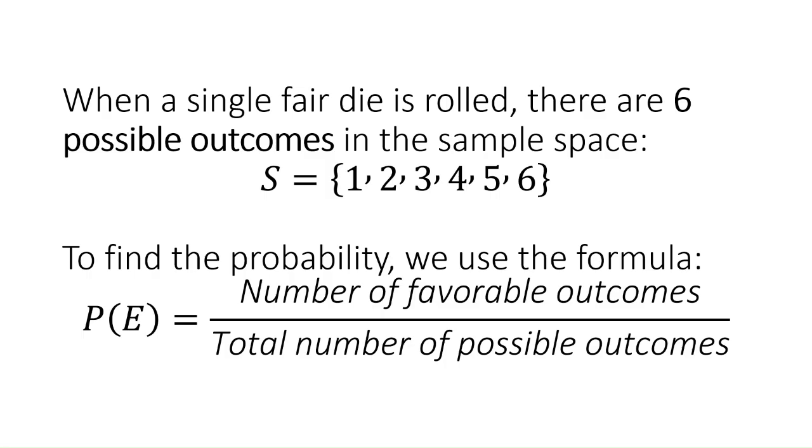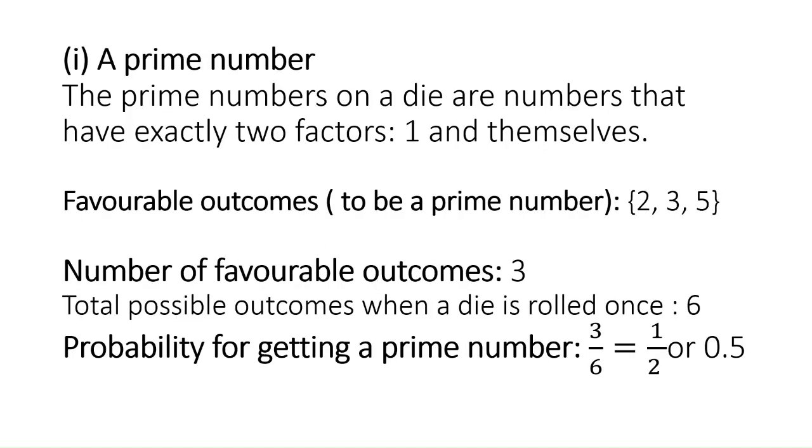Okay. So, to find the probability of any particular event, we use the formula that probability of the event is given by number of favorable outcomes by total number of possible outcomes. So, when the die is rolled once, always the total number of possible outcomes will be 6. Okay, now we are going to find out the required ones. What is asked in the first bit? In the first bit, we need to find out the probability of getting a prime number.